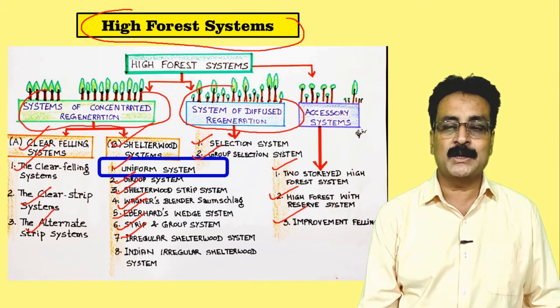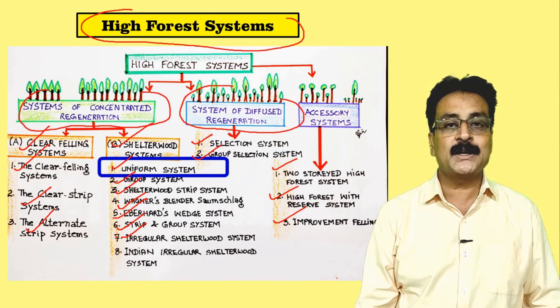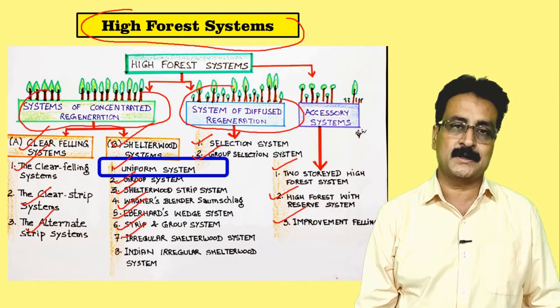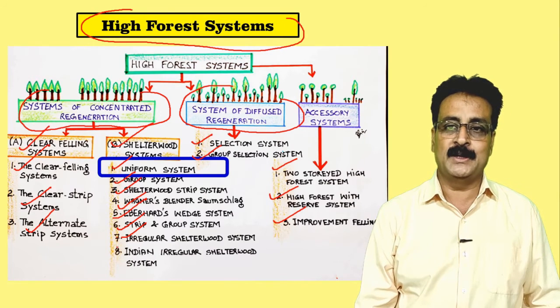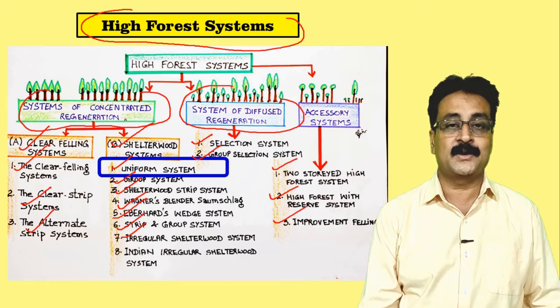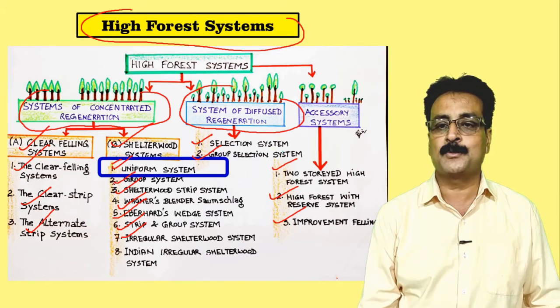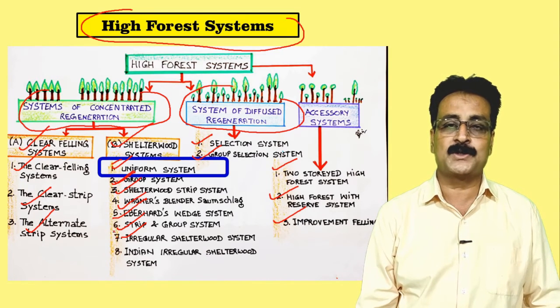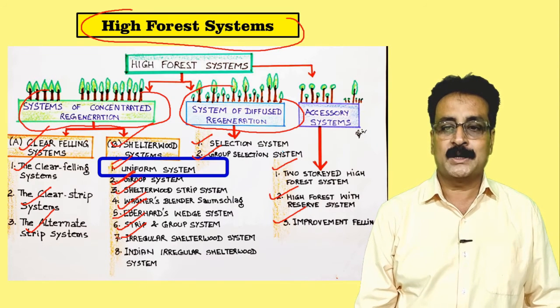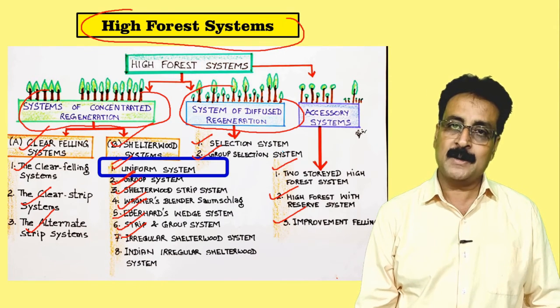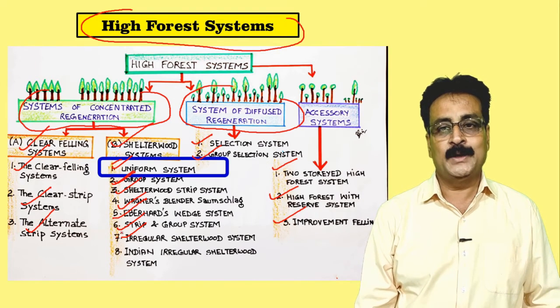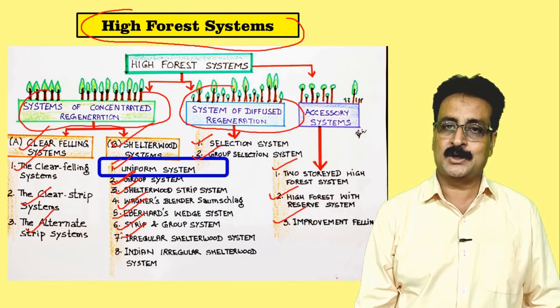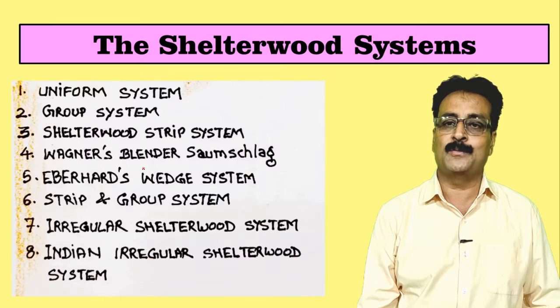Among these shelterwood systems, the irregular shelterwood system and Indian irregular shelterwood system are a bit uneven aged. As systems of concentrated regeneration under shelterwood, we have almost even age from the uniform system, group system, Wagner's blender samslag, shelterwood strip system, Eberhard wedge system, and strip and group system. But these two, the irregular shelterwood system and Indian irregular shelterwood system, are uneven aged. In today's lecture number 12, we are going to study the uniform system.